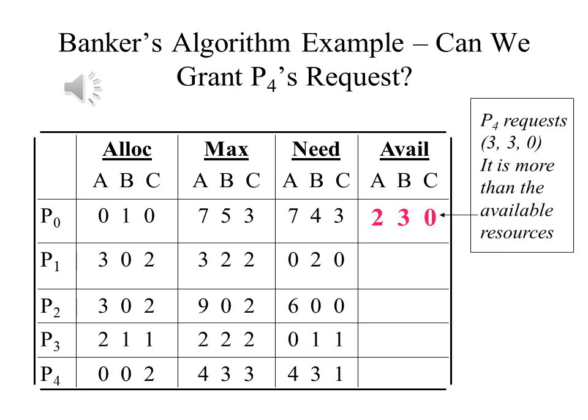If P4 were to request 3 A's and 3 B's, we would be unable to fulfill the request because we do not have the resources available. We are 1 A short of what is needed. Let's see what happens if P0 requests 2 B's. It's less than the available resources, but does it place us in an unsafe state?